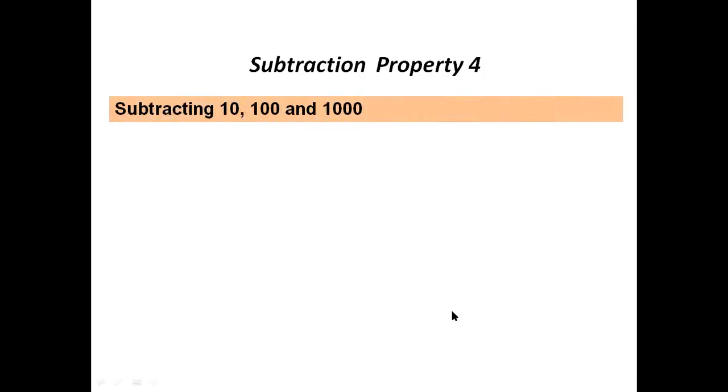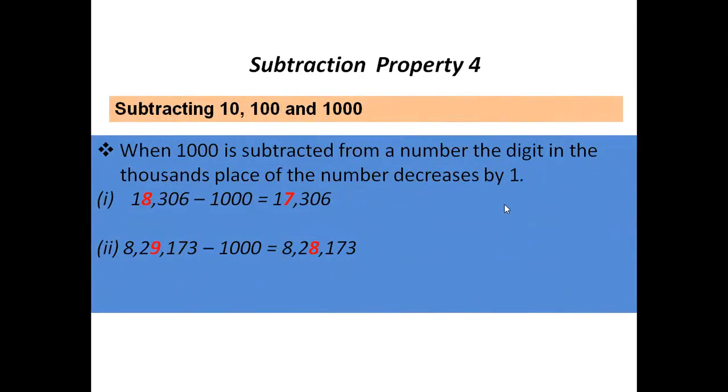And the last is of 1,000. When we subtract 1,000, the thousands place digit gets decreased by 1. As you can see in the example, 18,306 minus 1,000 will give us 17,306. Rest of the digits remain same, only that place digit decreases by 1. 8 gets decreased to 7. Rest of the digits are same. You can see here, right?